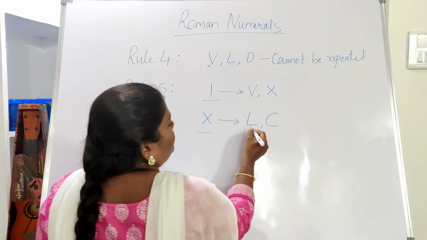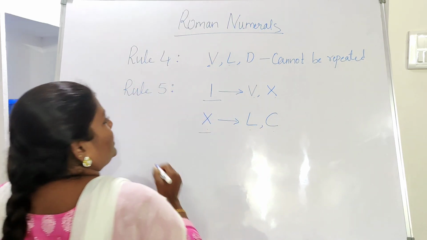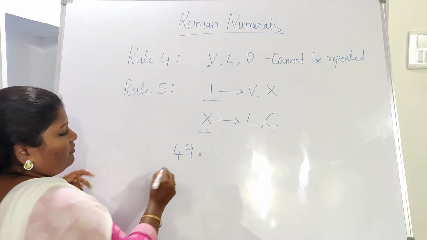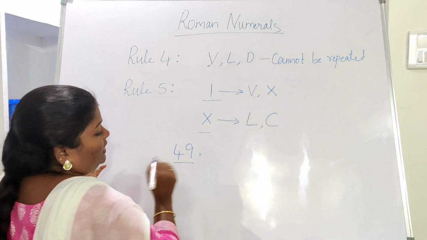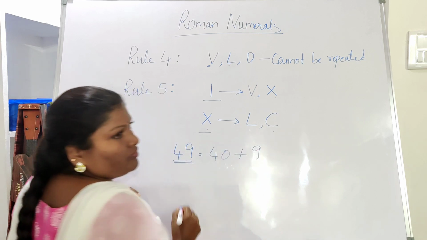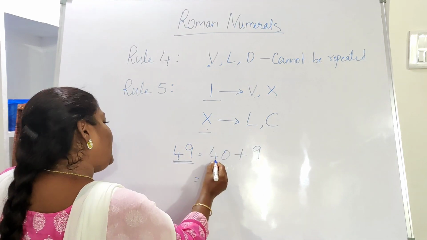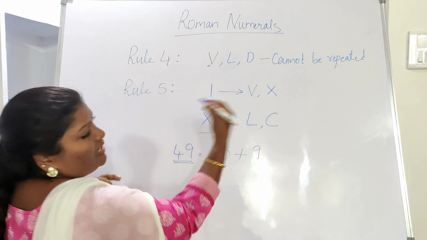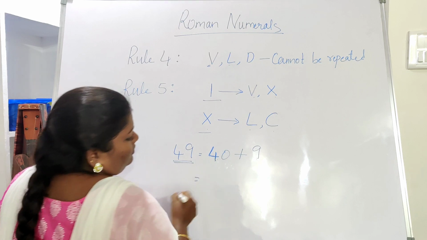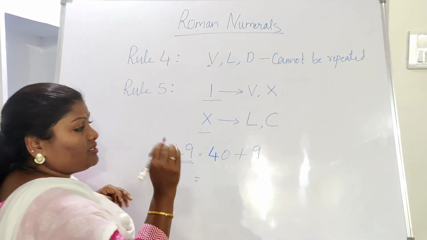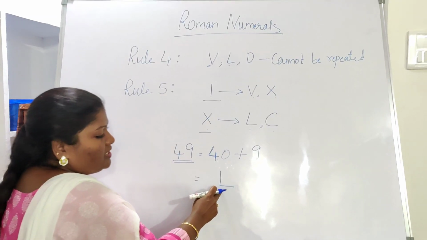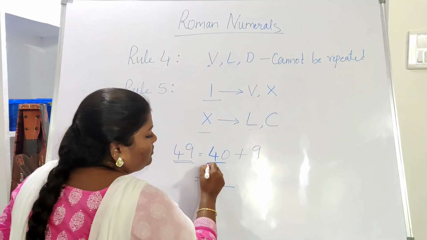X can be subtracted from L and C. Let me give an example. If I want to write 49, an easy way is to expand this: that is 40 plus 9. Here 40 can be written as, we don't have a direct symbol for it. We have to frame a number because we don't have a symbol for 40. So I have to take L. L is 50. From this, if I subtract 10, I am going to get 40.